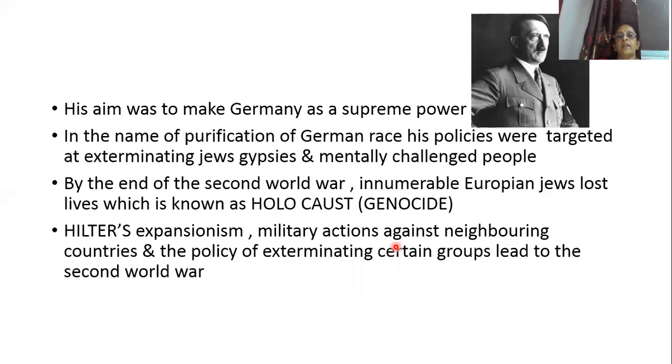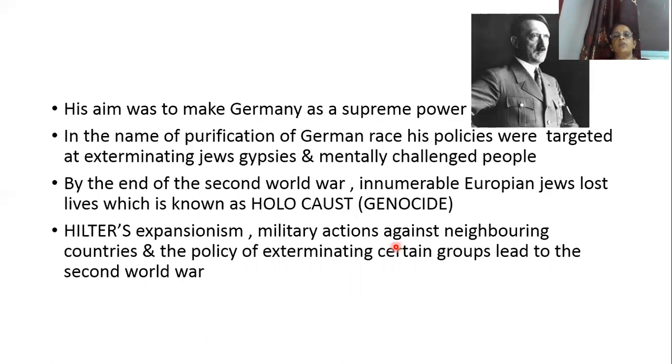And Hitler's expansionism. He wanted to expand. He wanted to make Germany big. So for that he started attacking other countries. Then his military action against neighboring countries, and his policy of killing certain groups of people. Which groups of people? Jewish people. That led to the Second World War. So the next one is the Nazis.